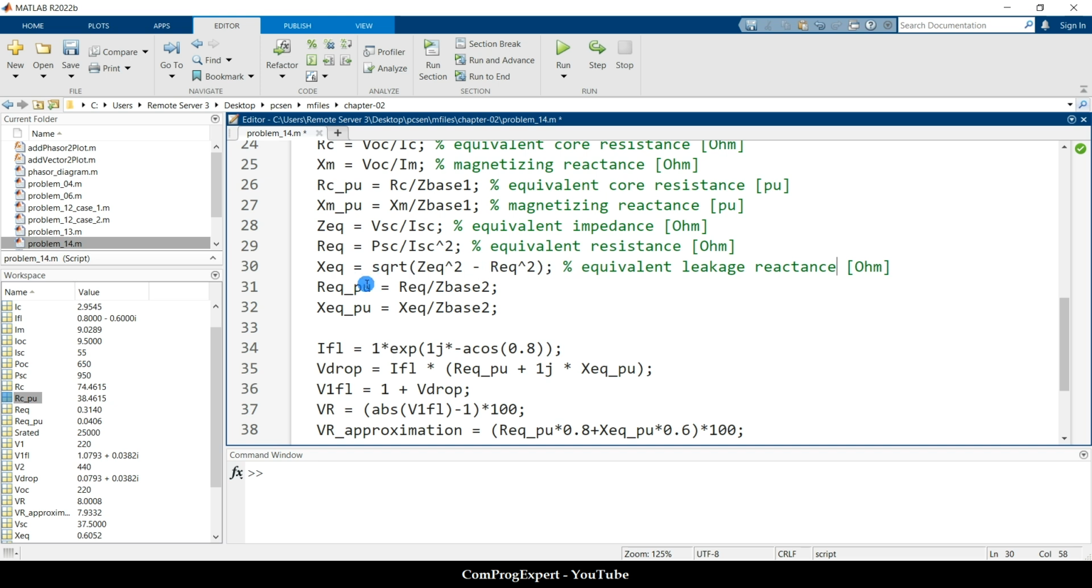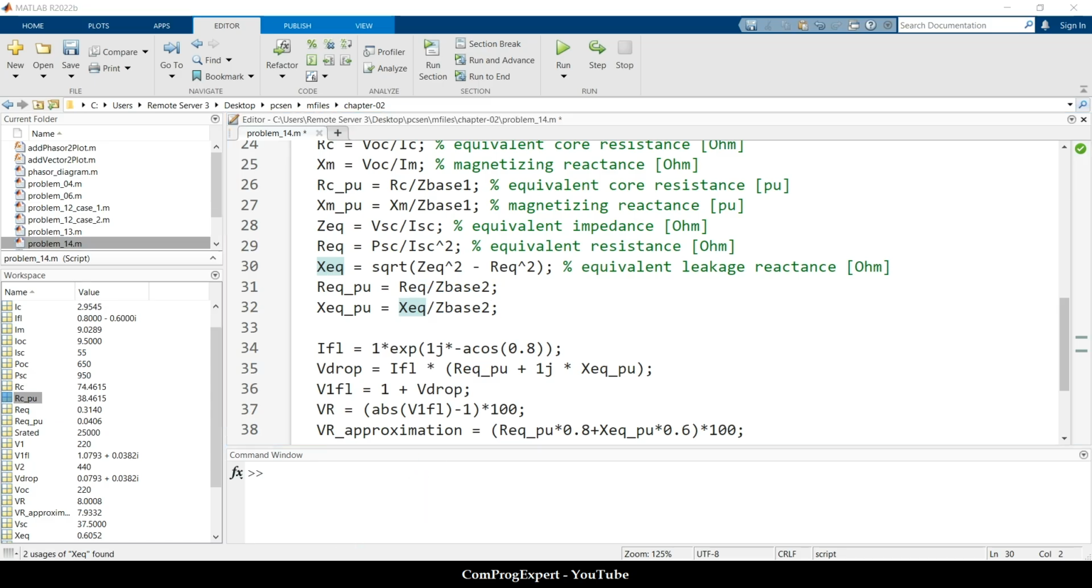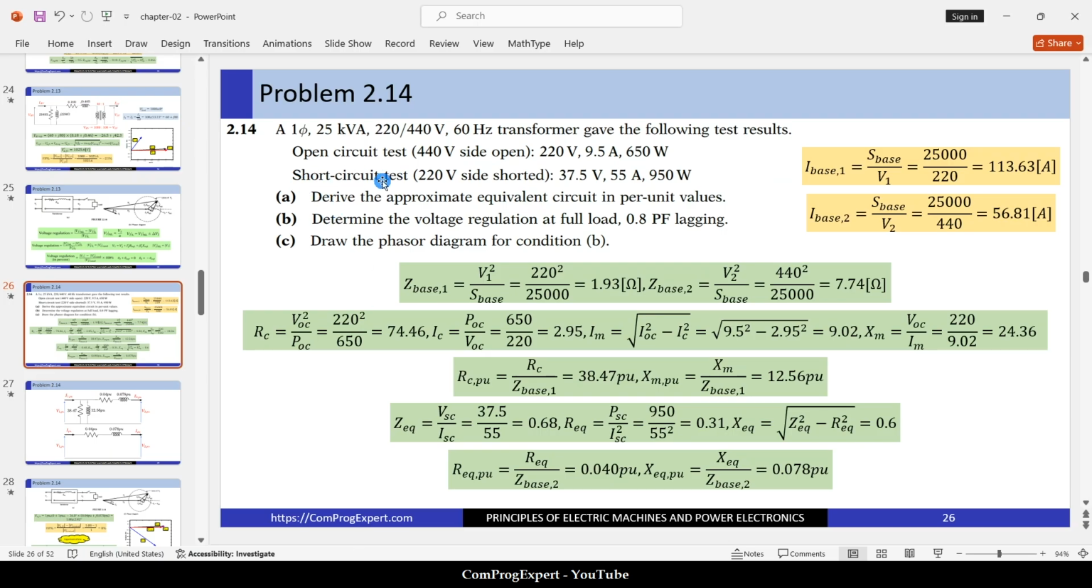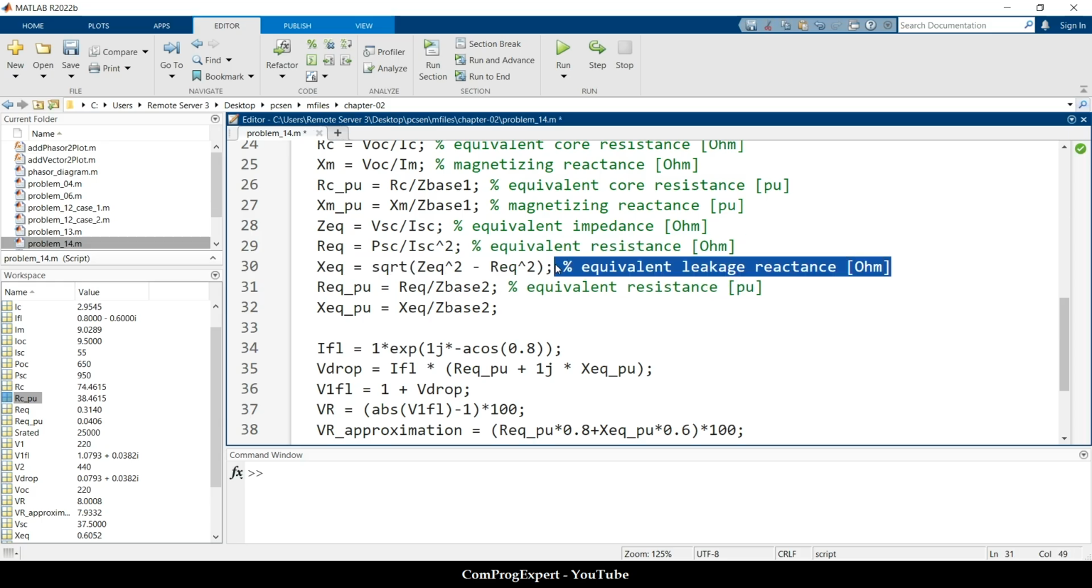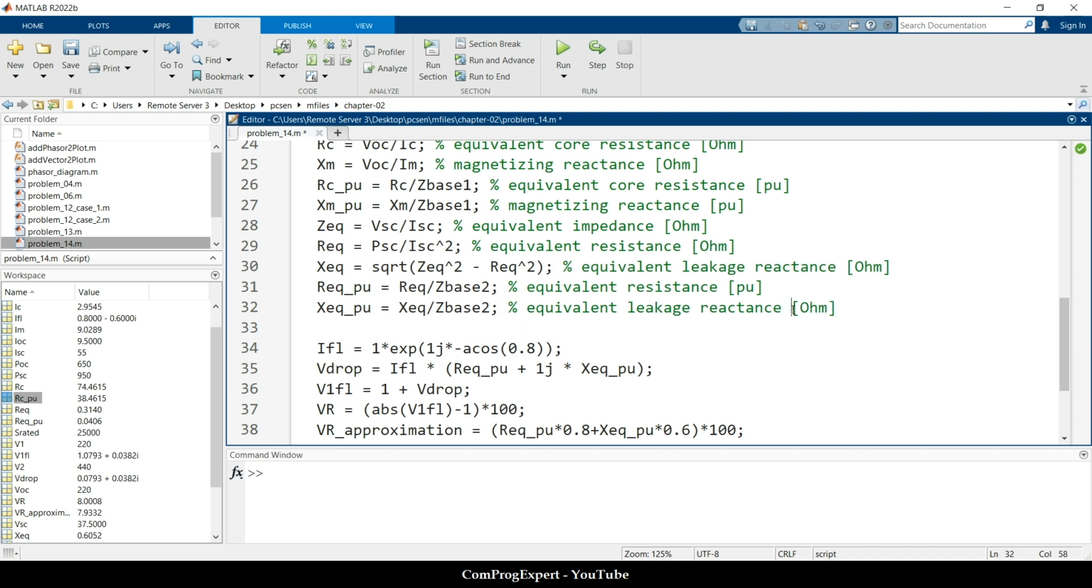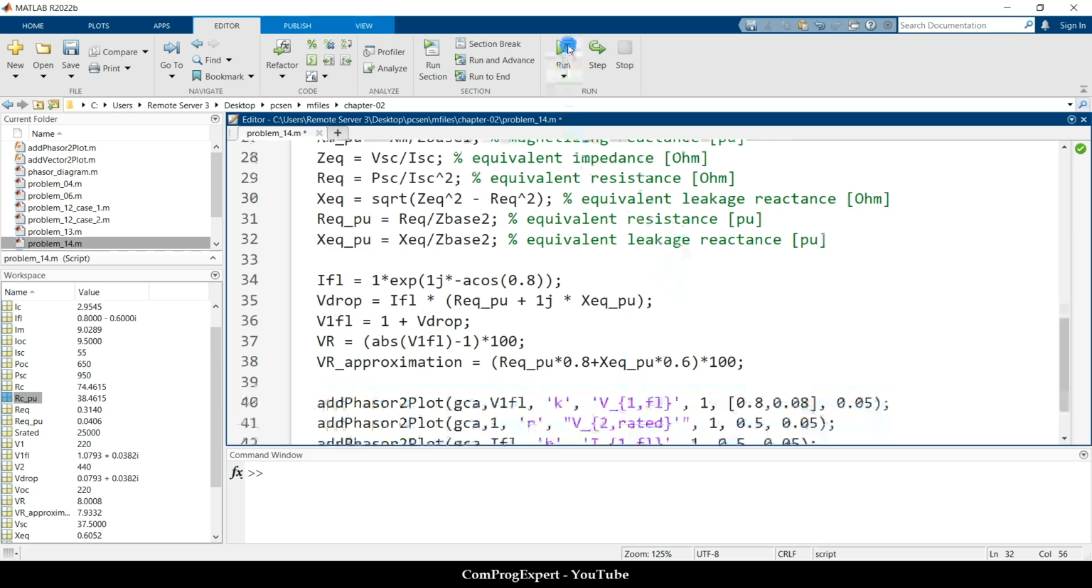So we should divide these two quantities by the Z base 2. Yes, because the short circuit test is done on the secondary side, the primary is shorted. So here we calculate the quantities in per unit form. So this is in per unit, and this is in per unit again. Okay, let's run the code.